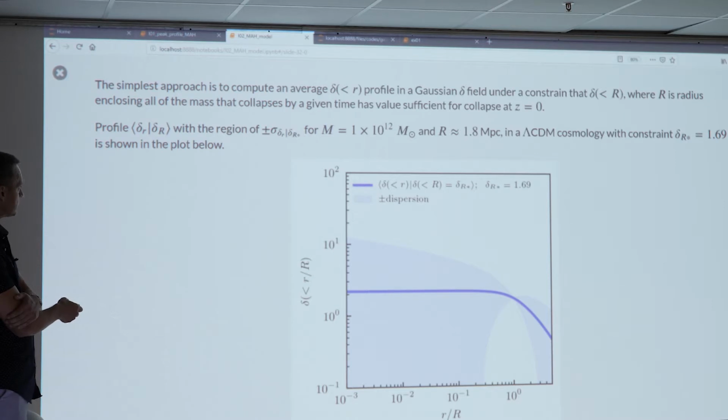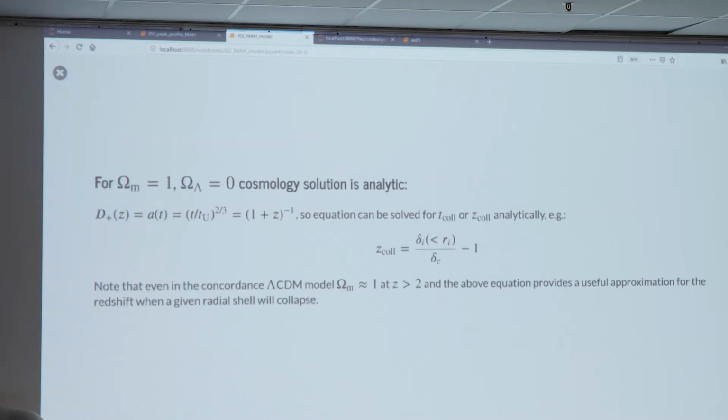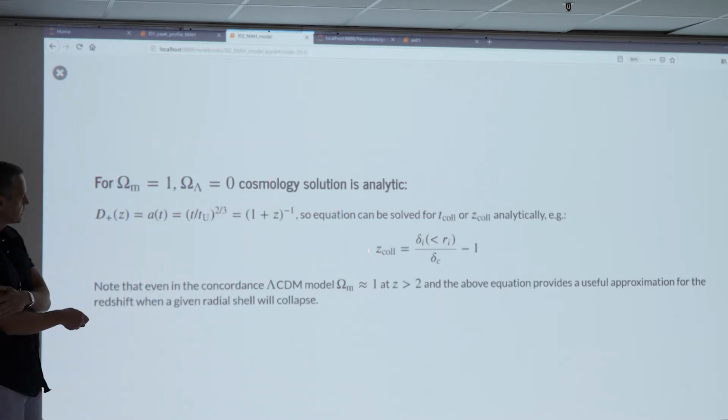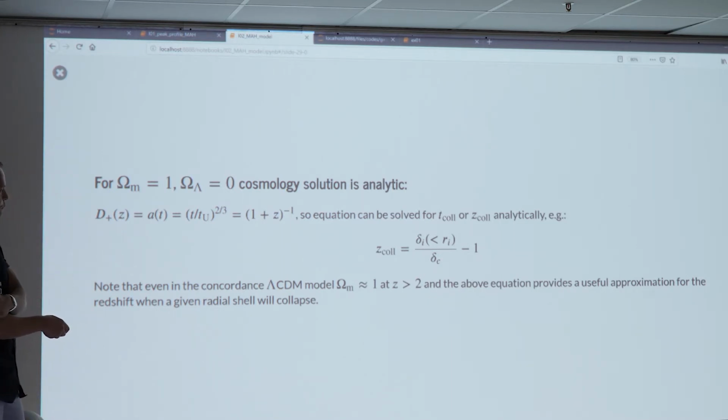Let me go back to this. Take a look at this equation. This is for omega 1, but it qualitatively still works because, at least until redshift 3 or 2, omega is close to 1, so this solution is close to the real one. And so the redshift, the corresponding time of collapse, is just the overdensity within a given radius divided by the constant 1.69, minus 1. So it's effectively just the scaled initial delta profile.